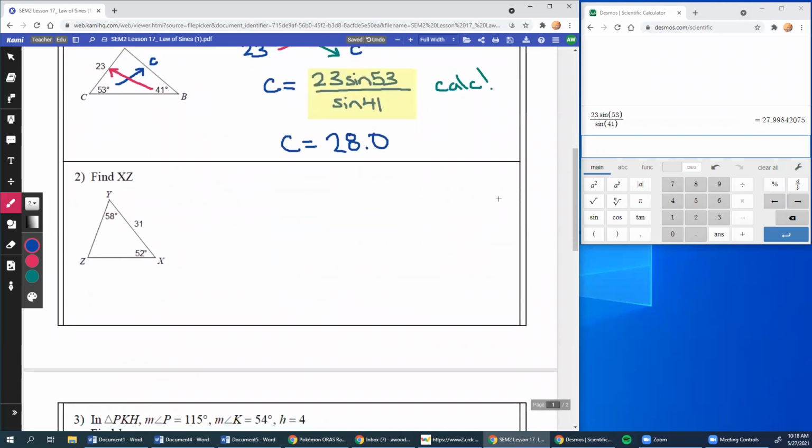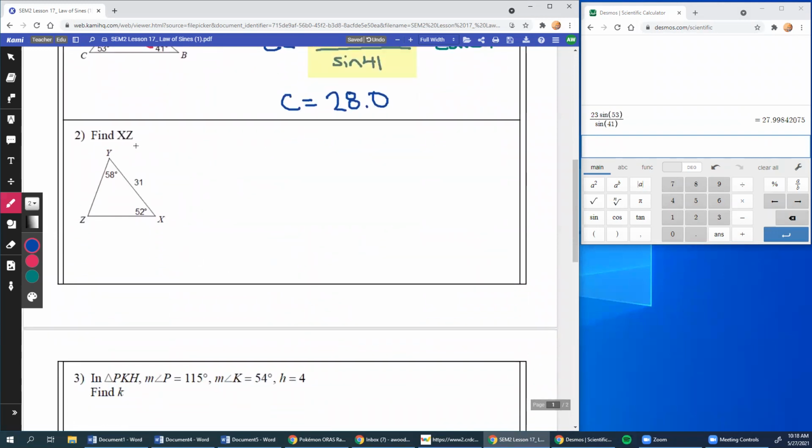All right. Our next one, find XZ. So here is XZ. It is opposite Y, so we're going to do a lowercase y. The only other angle we have is 52 degrees. 52 degrees isn't opposite a side. We don't know what the side is, so we cannot use this angle. We have to use angle Z because angle Z has a side of 31. But we don't know what angle Z is. Well, it's super easy to find.